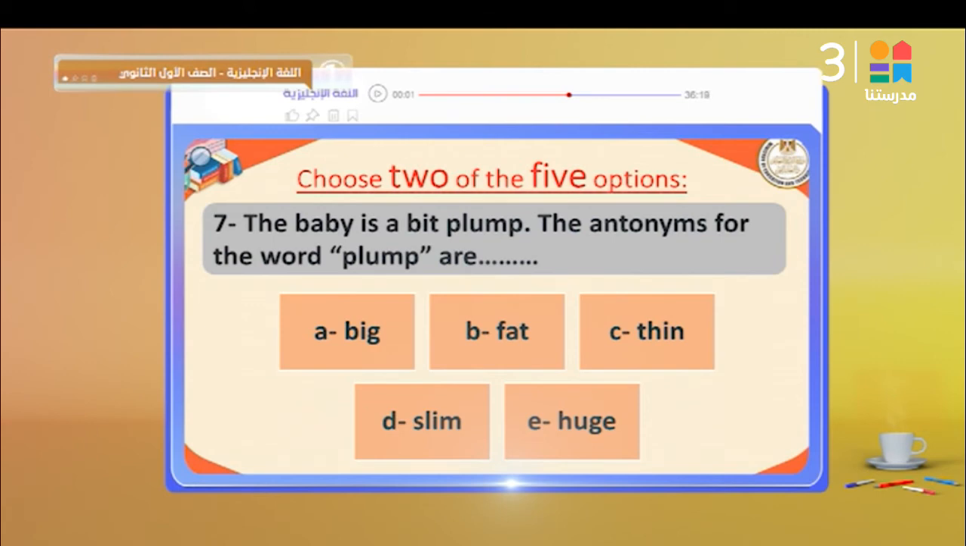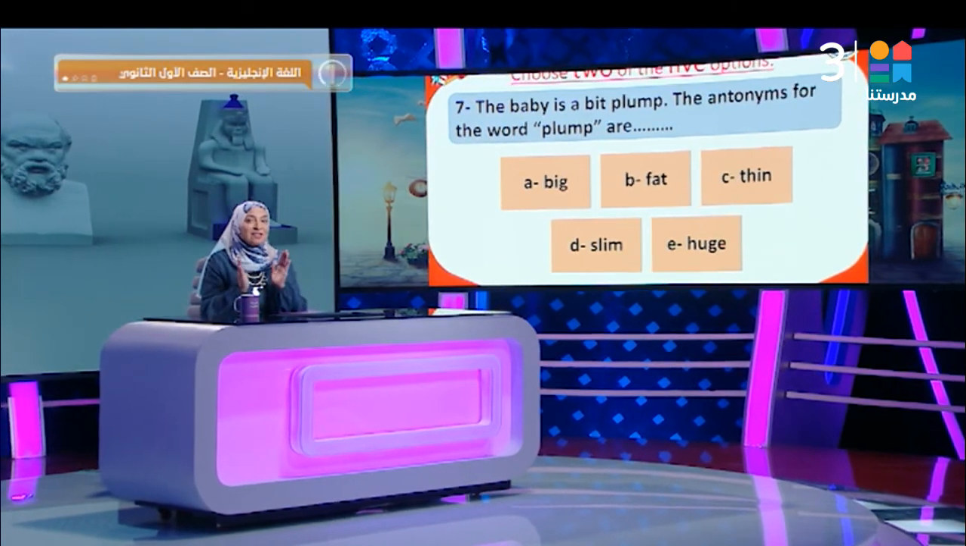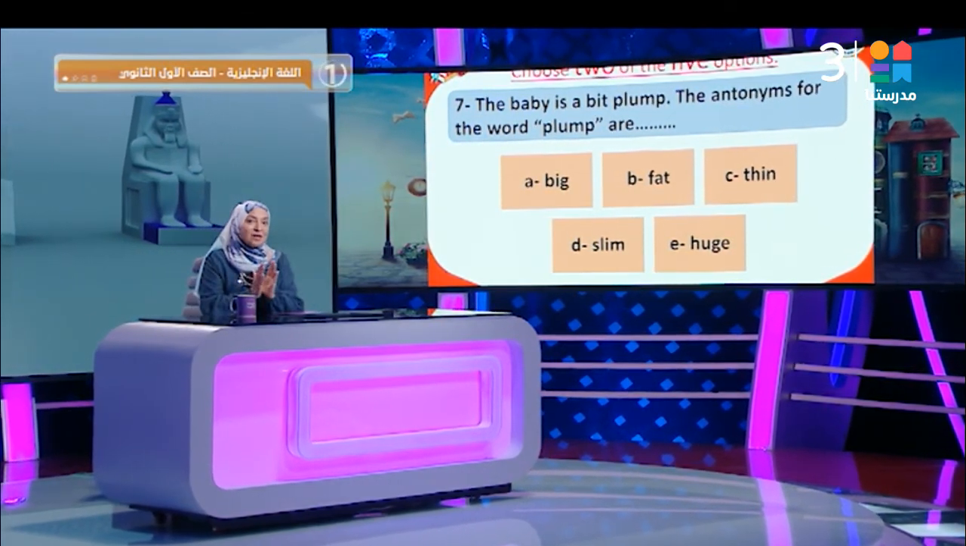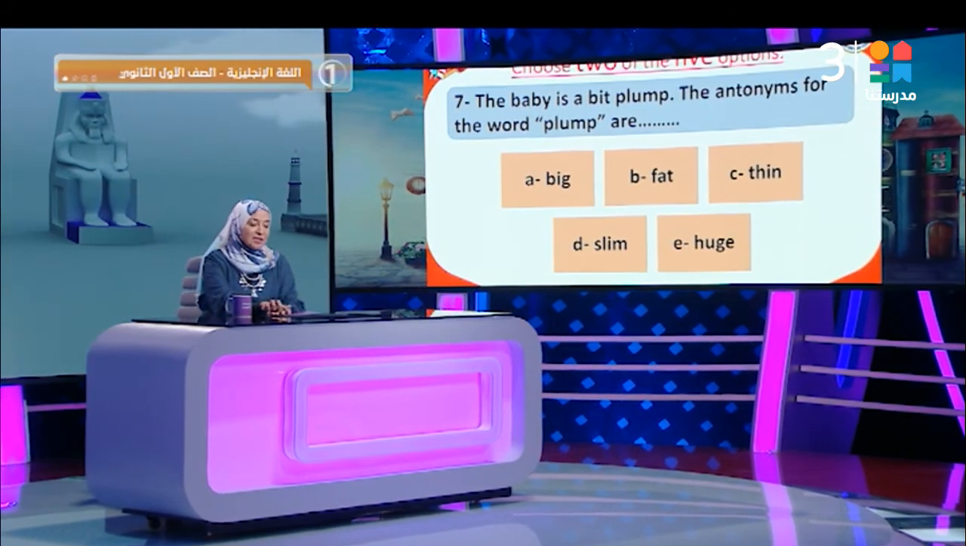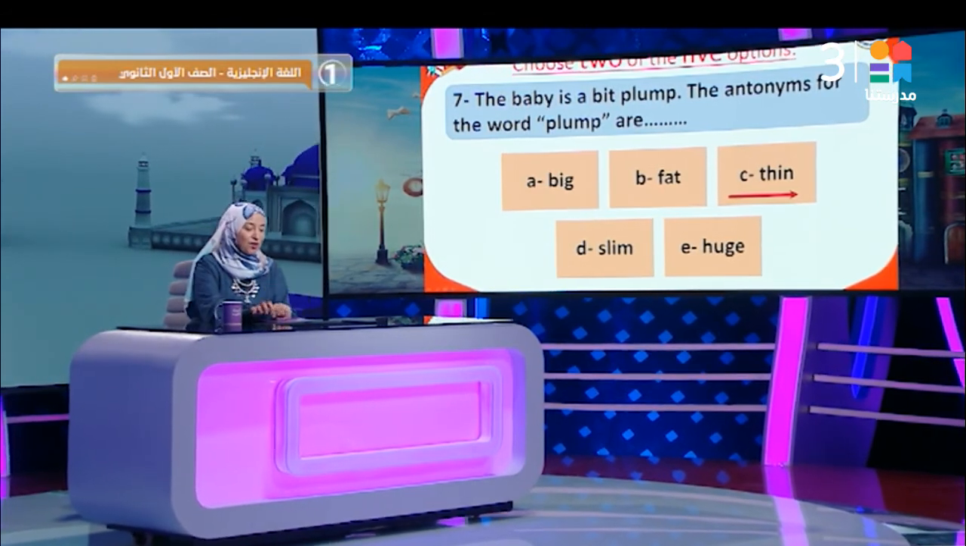The antonyms for the word plump. We said antonym means the opposite. So here we want the opposite of the word plump, and we want two words. Is it big, fat, thin, slim, or huge? Of course, we said that plump means fat, so we can't say the opposite is big. The opposite is thin. Plump, the opposite is thin. What else? We have the word slim. Again, slim means he is thin, he is not fat.